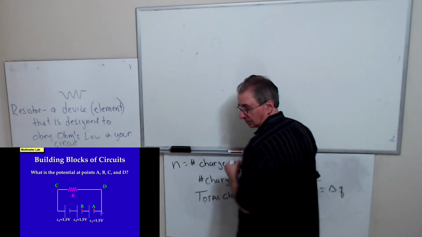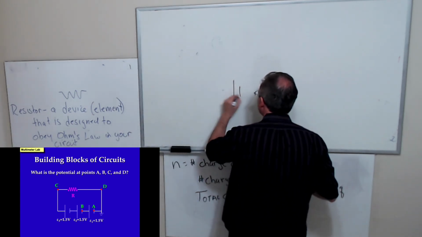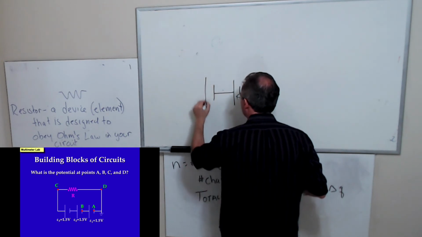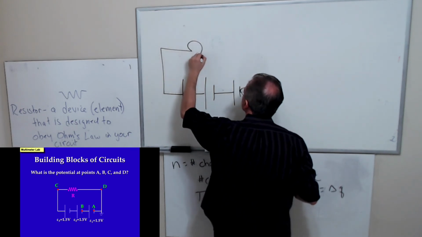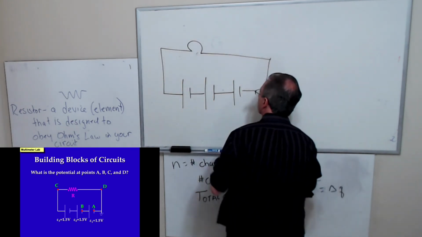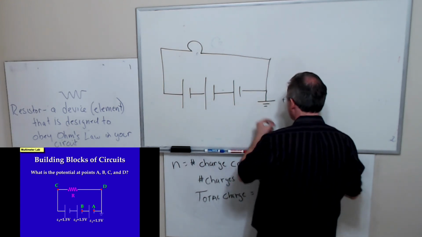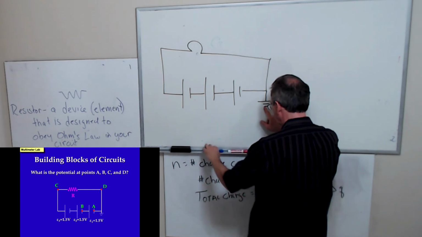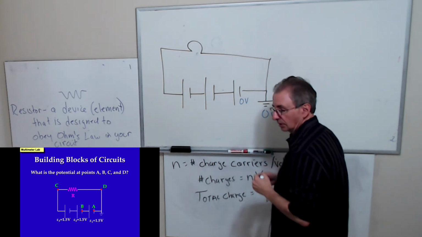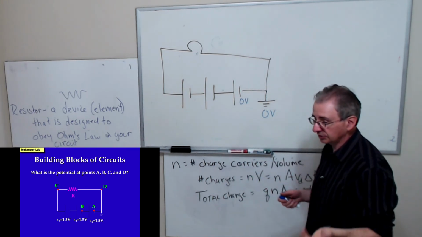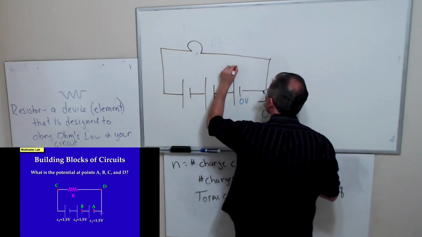So let me use my black marker. I have 3 batteries and really separated them for a particular reason. I'm going to draw a bulb instead of a resistor for fun. Okay, I grounded this point just so that this is at 0 volts, and that makes this point 0 volts. Because a battery maintains a potential difference between its terminals, if this is 0 volts, this point is at 1.5 volts.